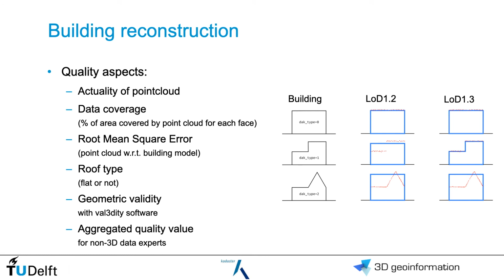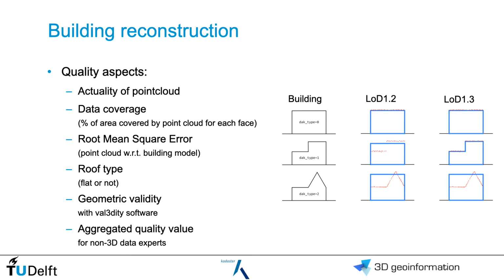To ensure that we have good insight into the reconstruction quality, we output for each building model the actuality of the point cloud. Was the building changed after the point cloud acquisition? Data coverage. How big are the parts where we have no point cloud data? Notice that these no data areas greatly affect the confidence that we have in the reconstruction, since the algorithm has no idea what a building should look like in an area where there is no elevation data.